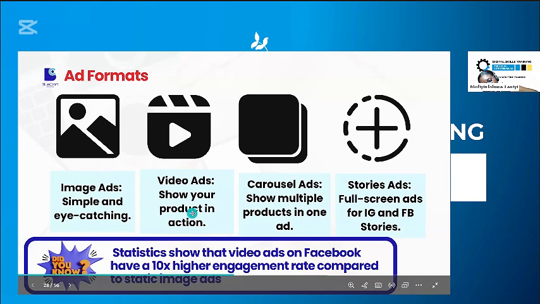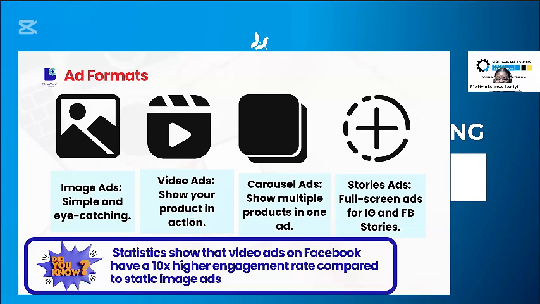Statistics show that video adverts on Facebook actually have a higher engagement rate compared to static image ads. And the static image ads that do better are the ones that have people in them. So maybe somebody is smiling, somebody is doing something, anything that people can actually see.